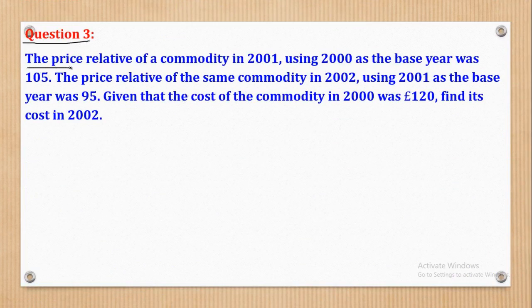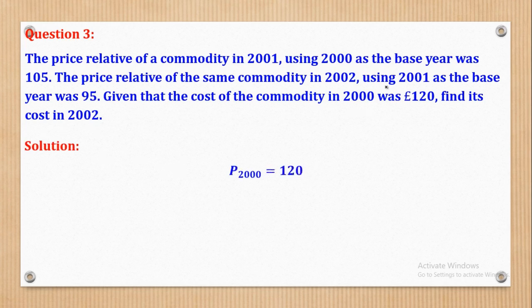Question 3 says, the price relative for a commodity in 2001 using 2000 as the base year was 105. The price relative of the same commodity in 2002 using 2001 as the base year was 95. Given that the cost of the commodity in 2000 was £120, find its cost in 2002. Now here it needs some English, but I shall do it.